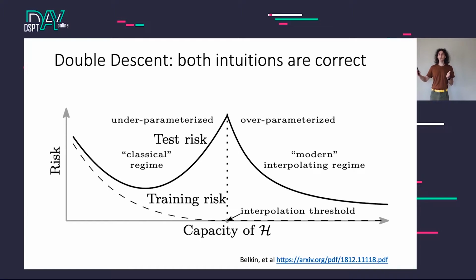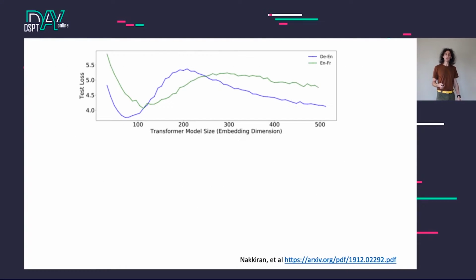And beyond that, they call it interpolating, because the system has memorized the entire thing, and so it's just finding different models for interpolating between all of the training data that it's seeing. And so both of these intuitions are simultaneously true depending on how big your system is. And so we see this double descent curve over and over again.